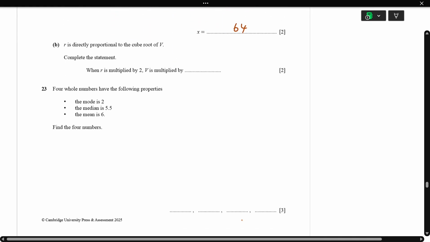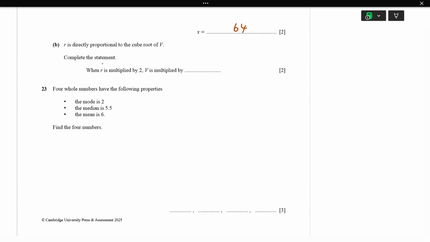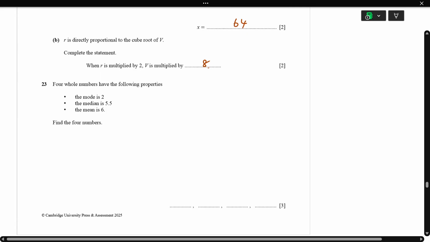Next, r is directly proportional to the cube root of v. Complete the statement: when r is multiplied by 2, v is multiplied by what? Since r is proportional to the cube root of v, we multiply by 8.